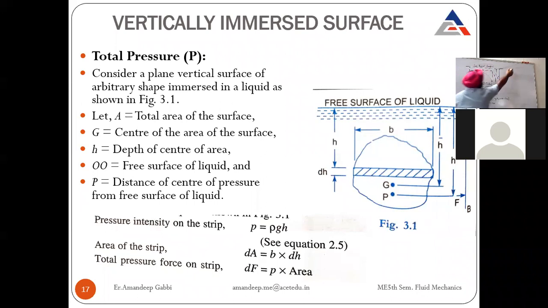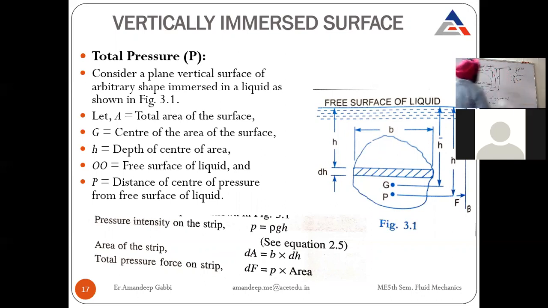Then after this is dF, and you can integrate this. Rho gh and b dh, on integration, this rho g will come out, and you are left with b into dh into h, and this b dh is equal to dA, so h into dA.